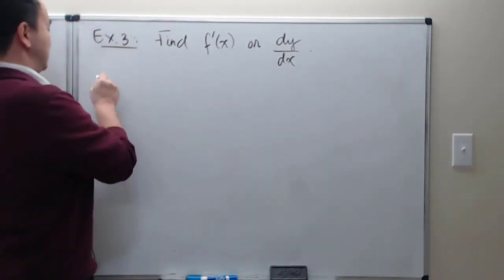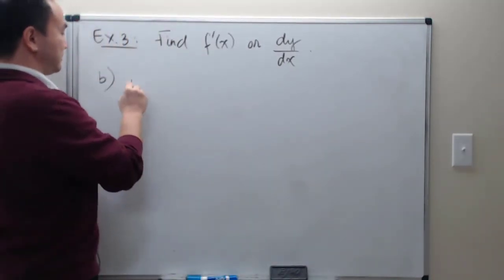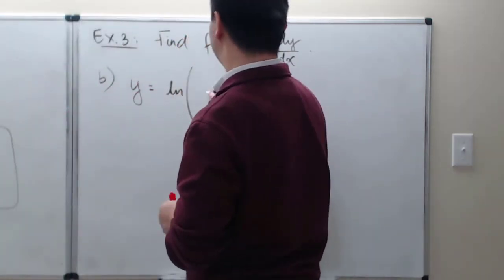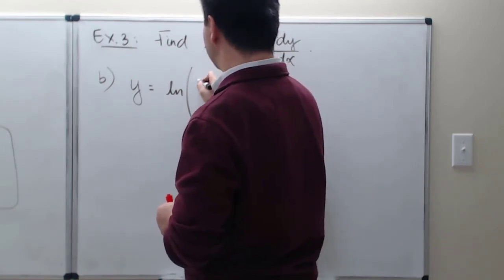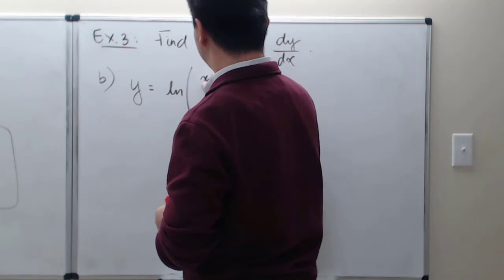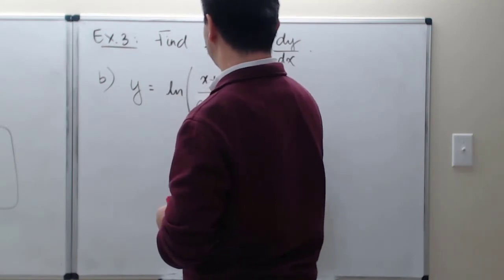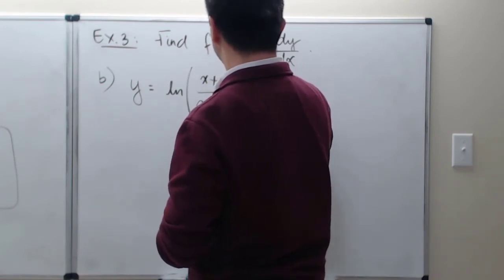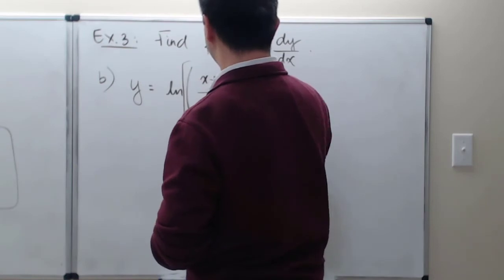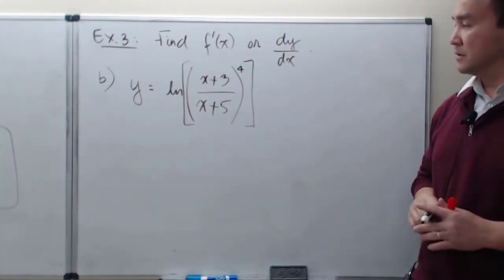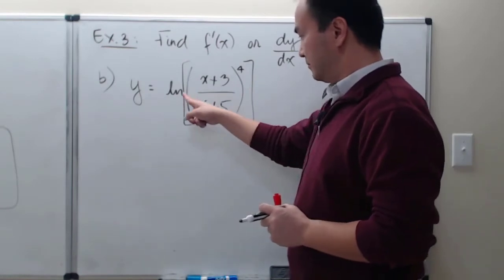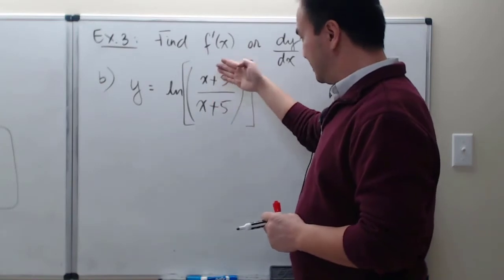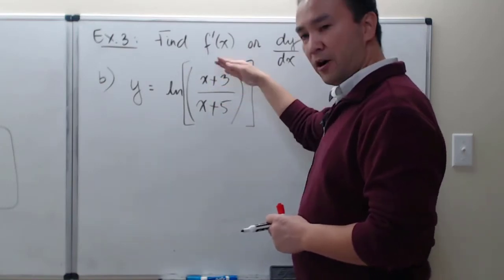Okay, so now there would be times where your logarithm looks like this. We can have a natural log of x plus 3 over x plus 5 raised to the 4th power. So we've got a logarithm, natural log, and inside of the natural log we have x plus 3 over x plus 5, all raised to the 4th power.